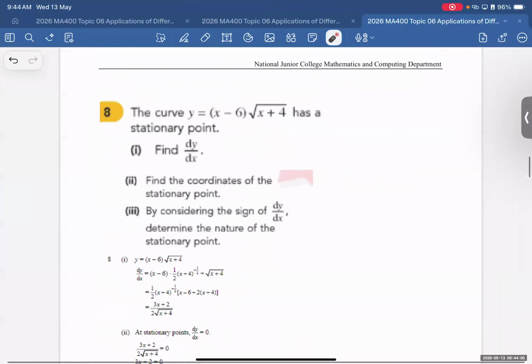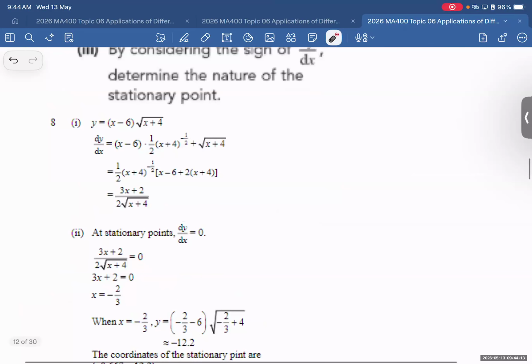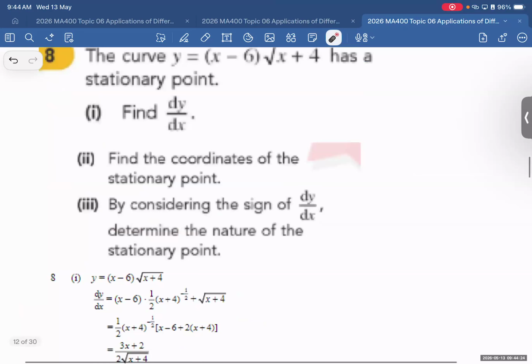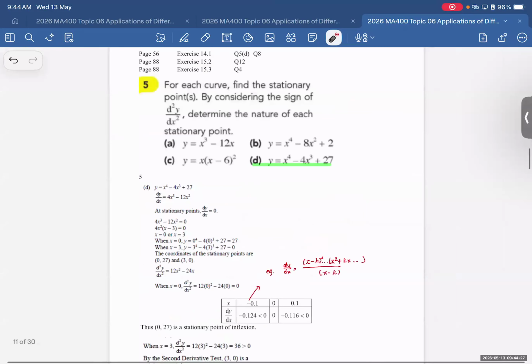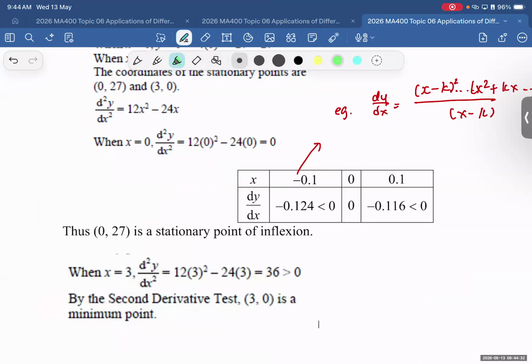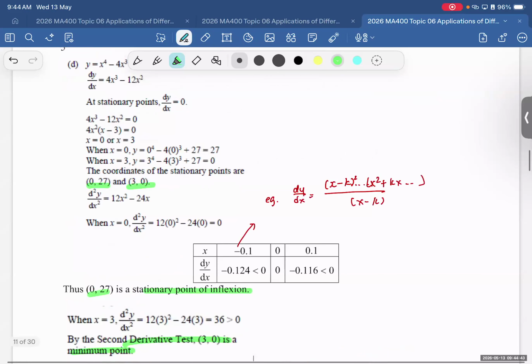Okay, so now I go back. Let's start on the topic problem. Question 8. Sorry, wrong. Just check your stationary point 0, 27, 30. 0, 27 stationary point of reflection. 30 is a minimum point. You don't have to say local. Yeah. This is, am I correct? Practice set 3 question 5D. Only 5D. You do so much, you do L? Okay, you just submit, only do 5D.